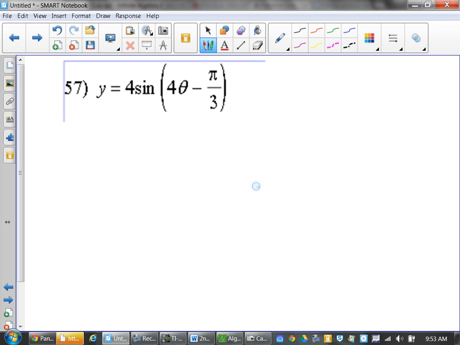So if I wanted to go ahead and graph something like this for trig graphs, in this case it's forcing you to factor out a 4. It's forcing you to take that b value out. So you have 4 sine of 4 theta minus pi over 12. The reason it becomes pi over 12 is because I'm multiplying everything inside there by 1/4.